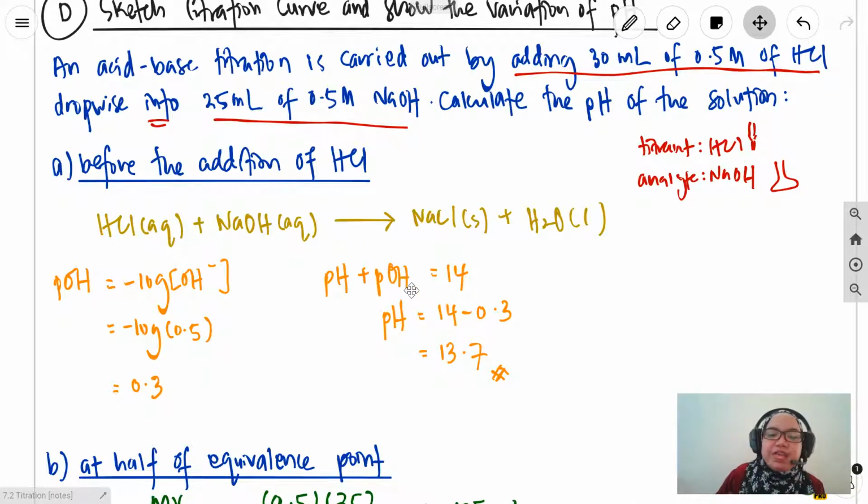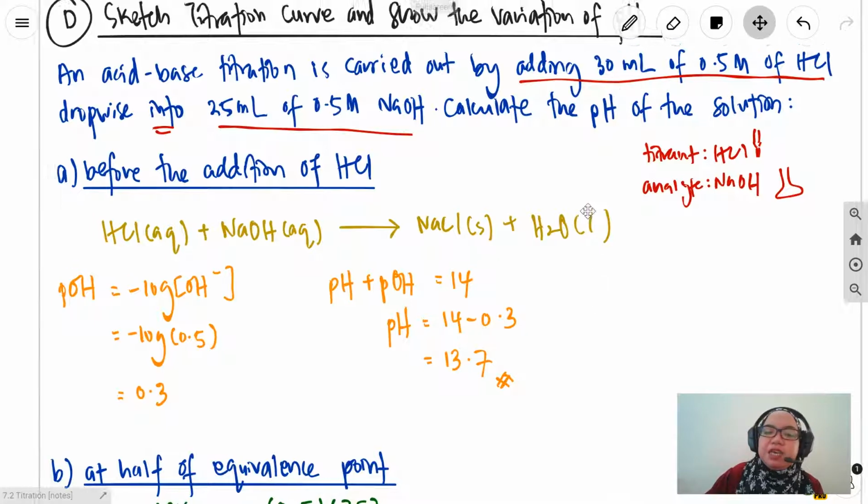To get the pH, we know that pH plus pOH equals 14. So pH equals 14 minus 0.3, so you get a pH of 13.7, which is okay. This is the pH of a very strong base.